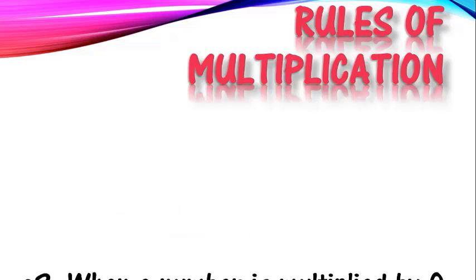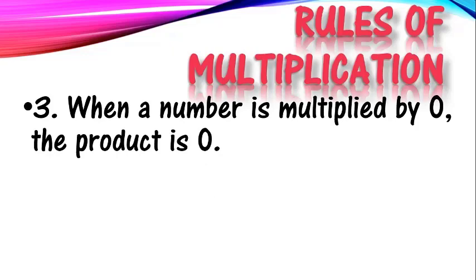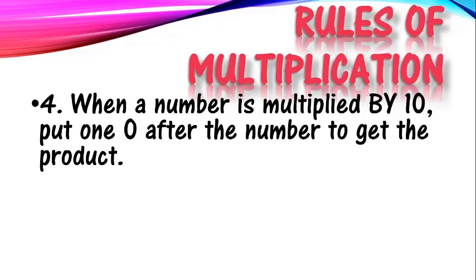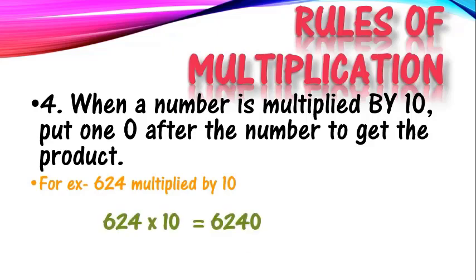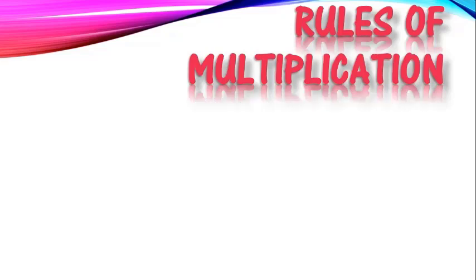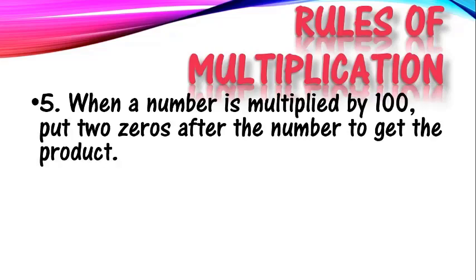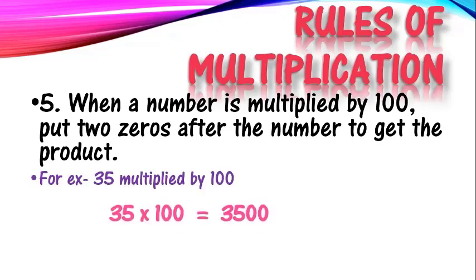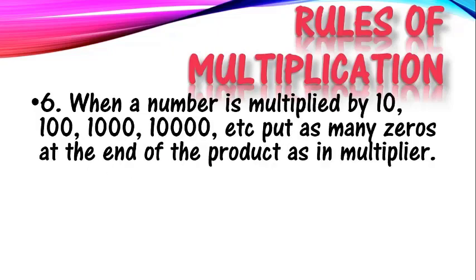Rule number 3. When a number is multiplied by 0, the product is 0. Rule number 4. When a number is multiplied by 10, put 1 zero after the number to get the product. See here, the answer is 6240. It is the same as the number. When a number is multiplied by 100, put 2 zeros after the number to get the product.